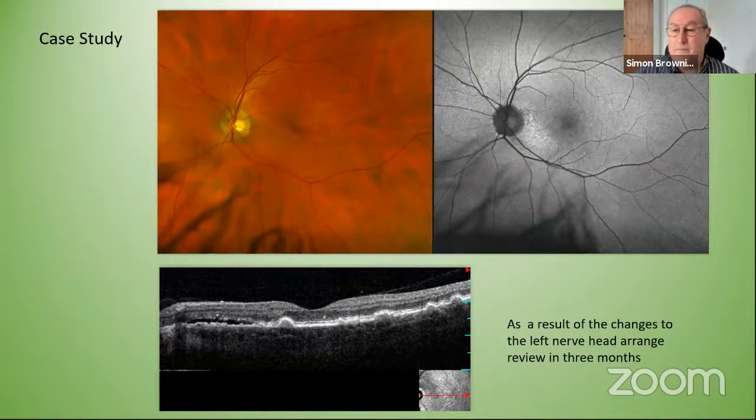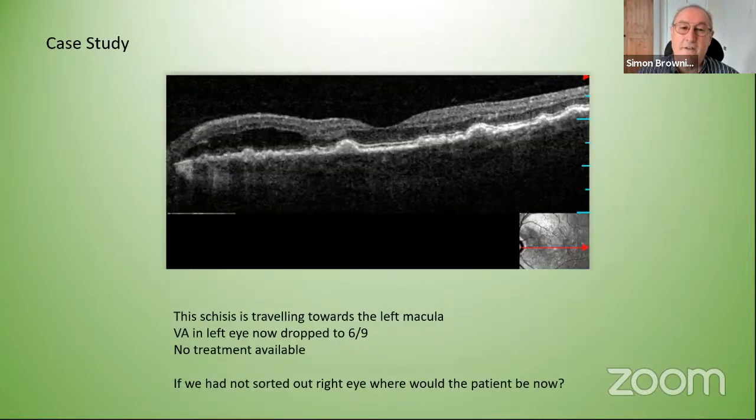If we look at his other eye, we begin to see over time changes at his nerve head, and we see on the autofluorescence scan some hyperfluorescence occurring, and we begin to see a sort of schisis appearing at his nerve head there. Later on, that schisis moves on more, and again, we can vividly see this by use of the multimodal imaging, and we've got the OCT there. His vision in that eye has now dropped to 6/9. No treatment for that. If we hadn't sorted out that right eye, where's this guy going to be now?